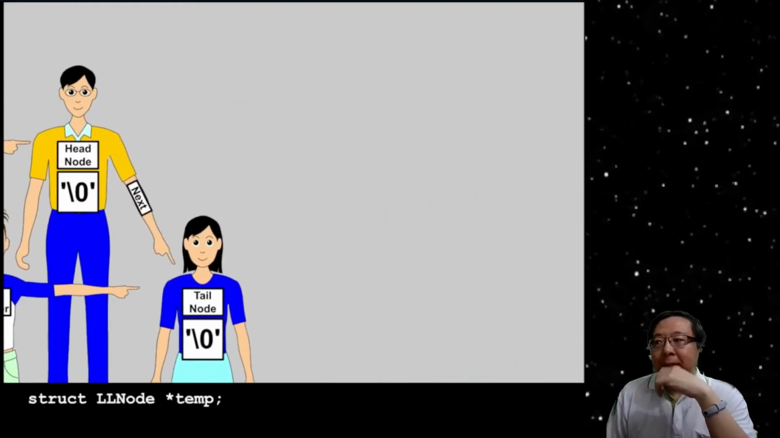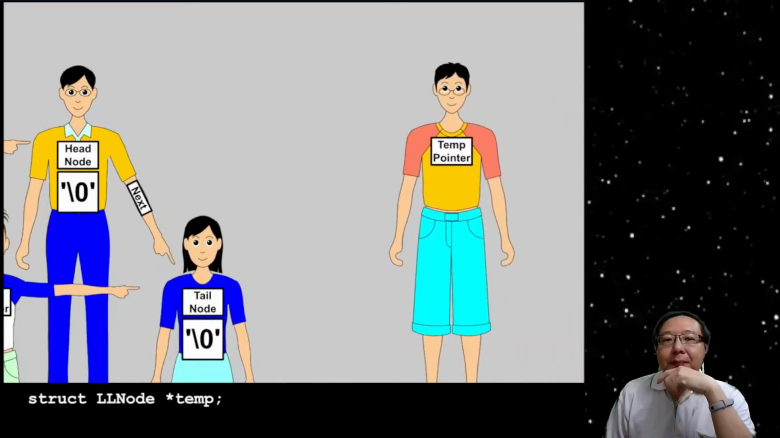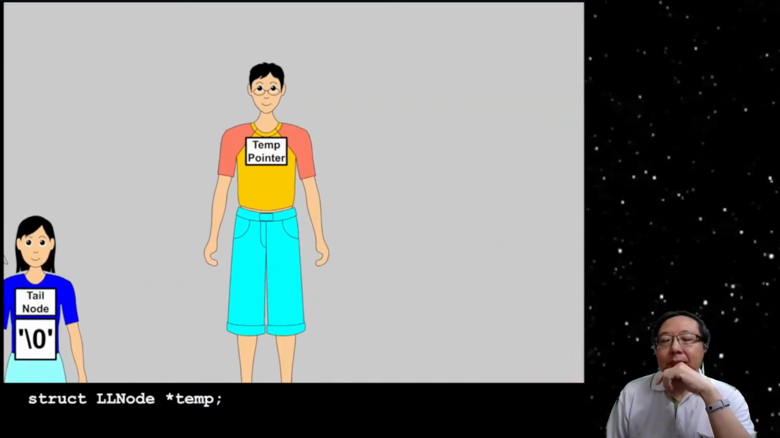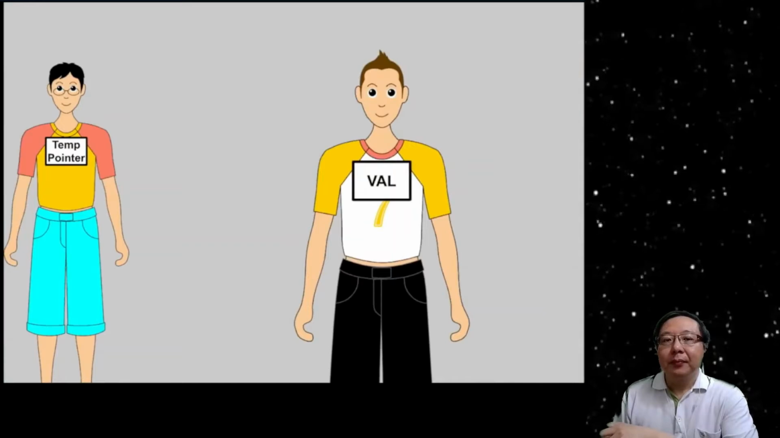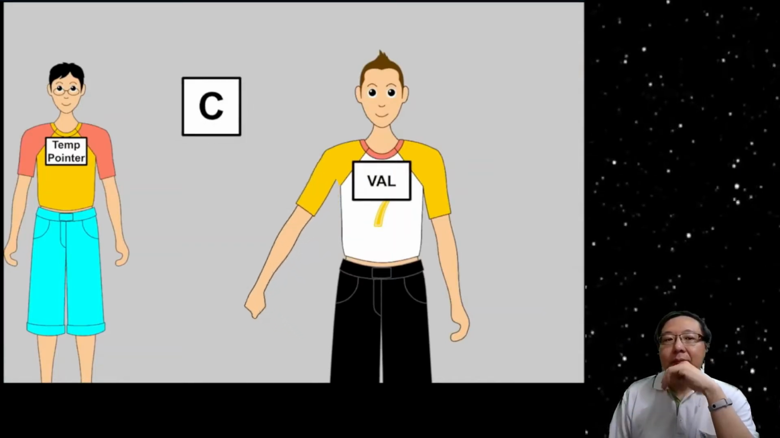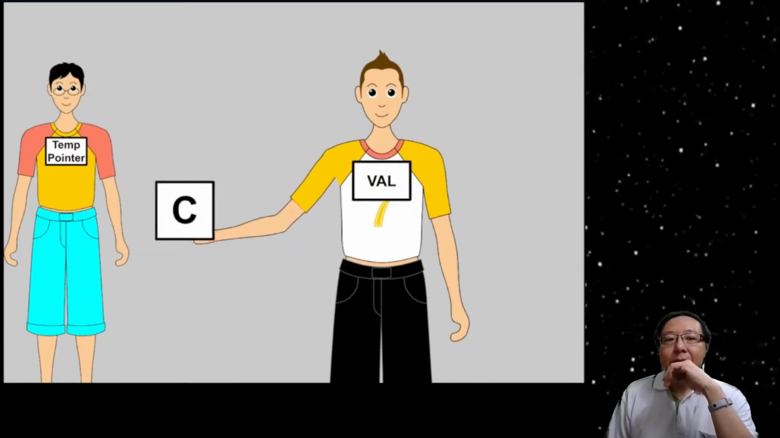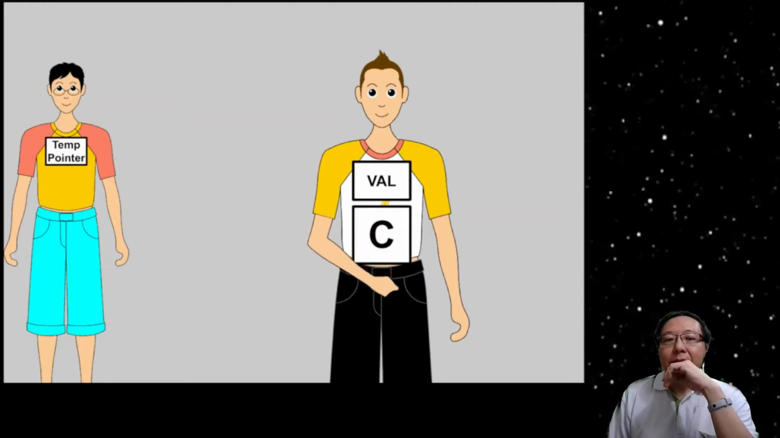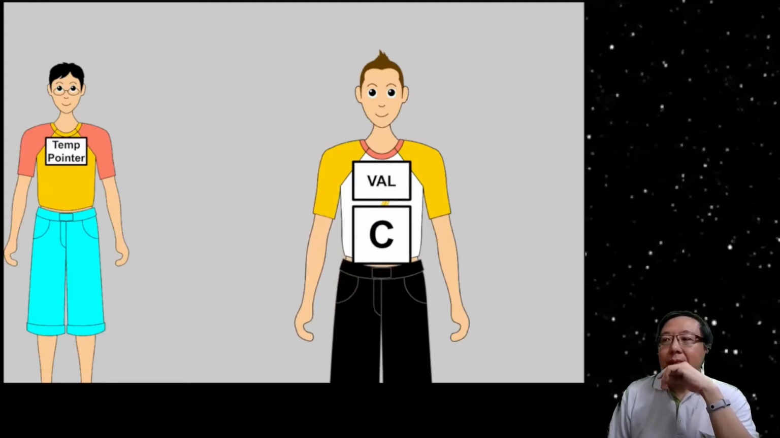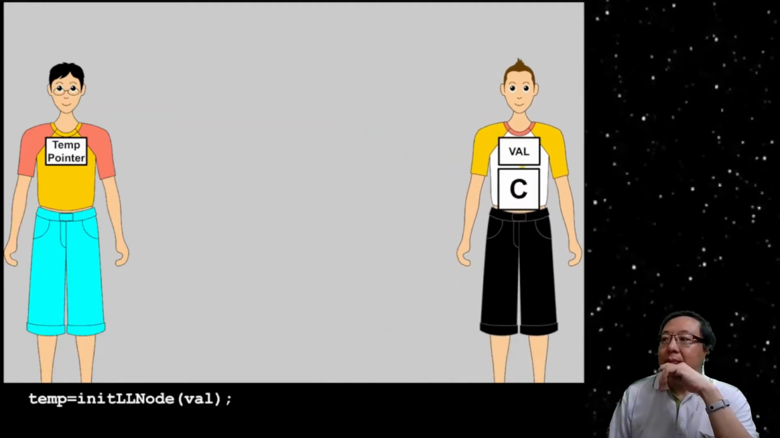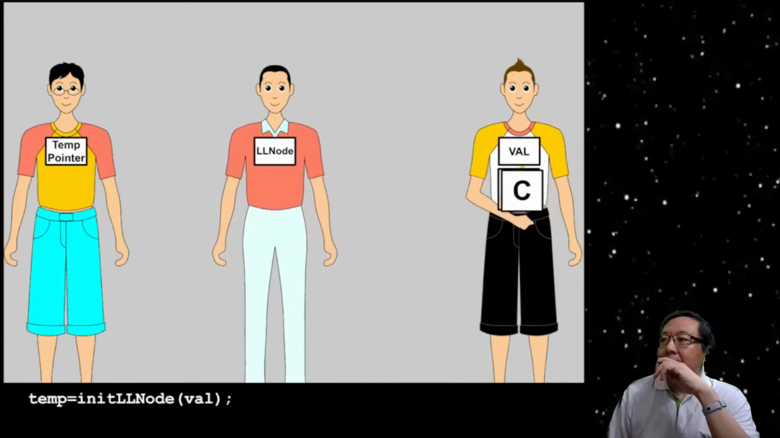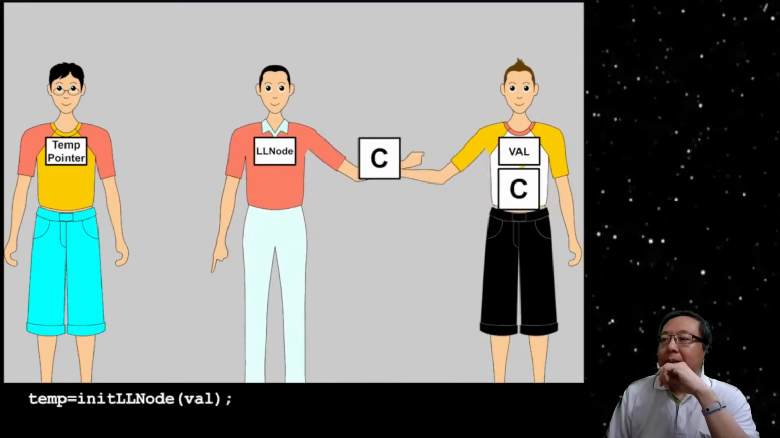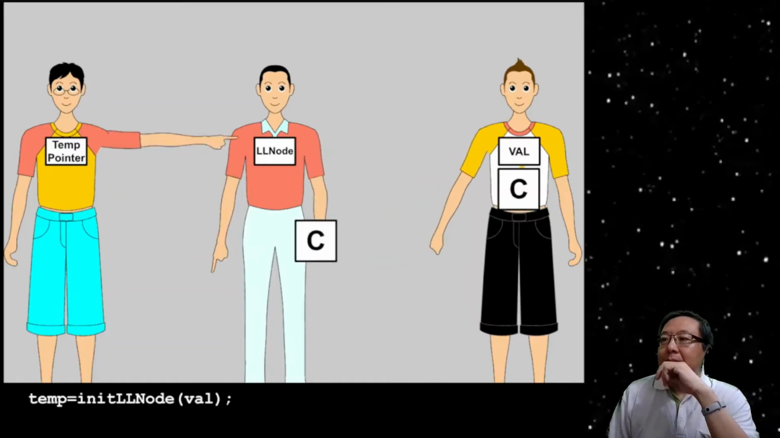Push. We declare a temp pointer, which will be the pointer to the new node. Suppose the user now types a C. This is passed to val. So, we call init LL node to create a new node with C in it and temp points to the new node.